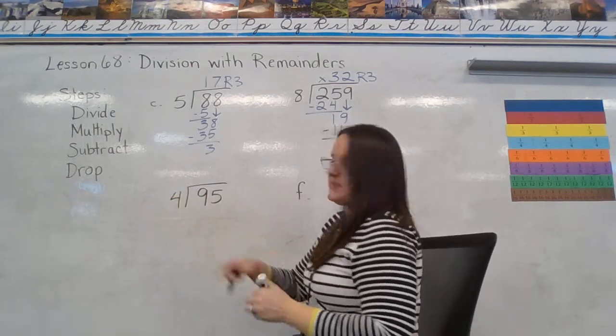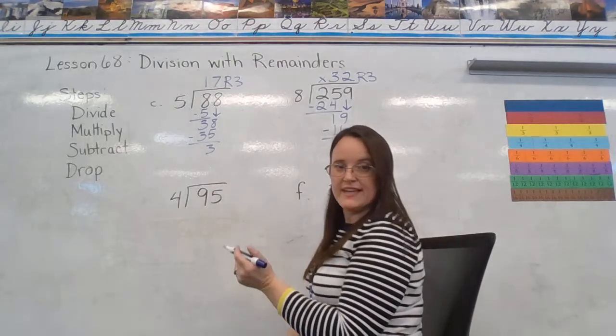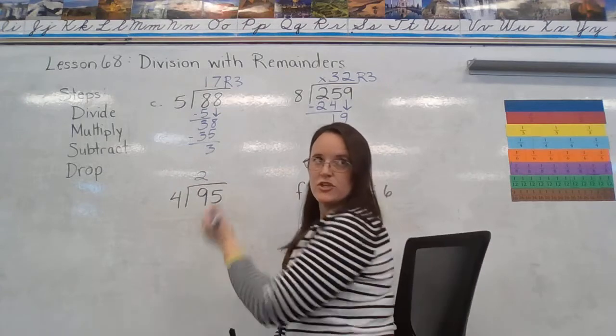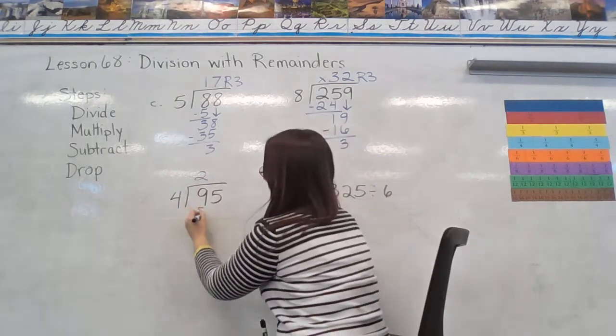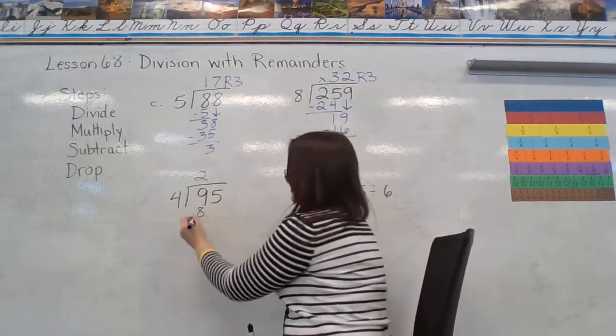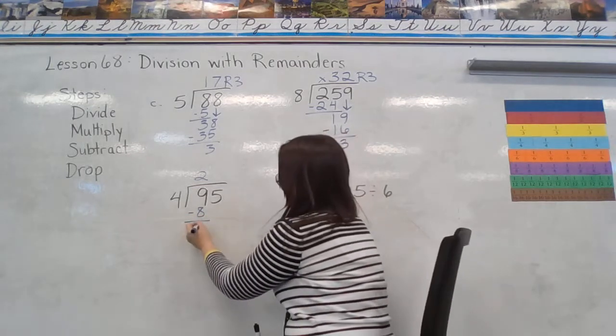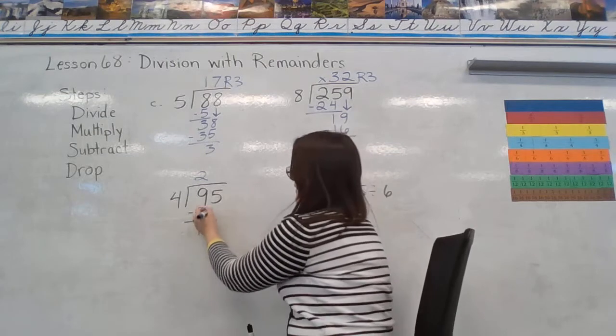Okay. Does 4 go into 9? Yes. 2 times. 2 times 4 is 8. Subtract. 9 minus 8 is 1, and we drop.